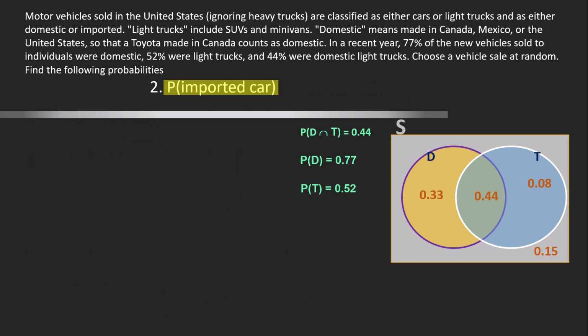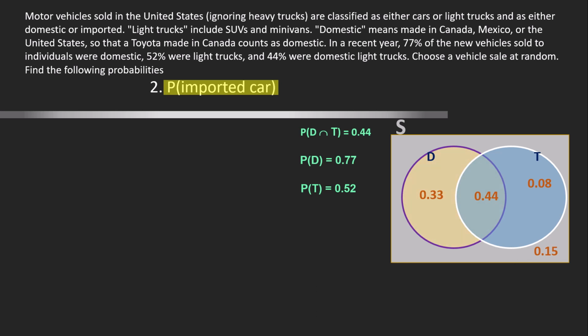Now go to the second one. Probability of imported car. How do we find this probability? We know this circle, the D circle, is the domestic. Therefore, outside the circle D must be imported. So, how do we find the probability of imported car?